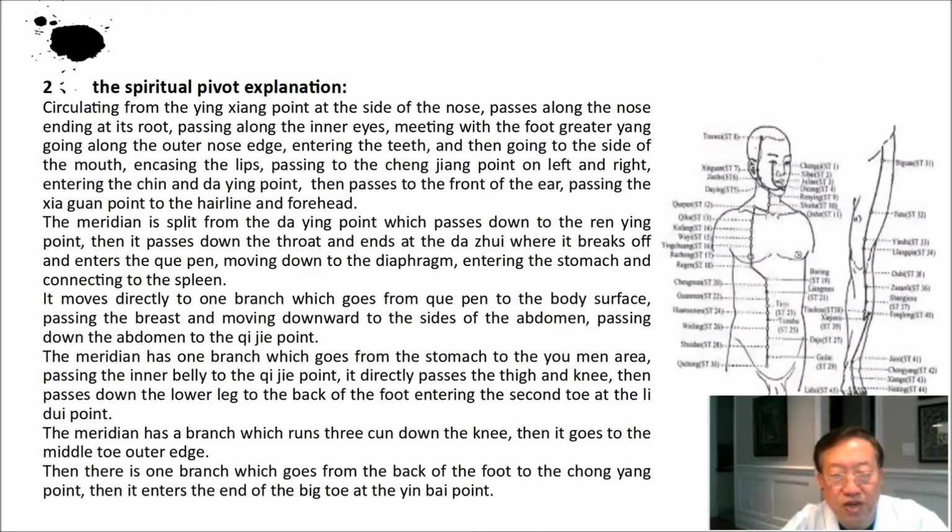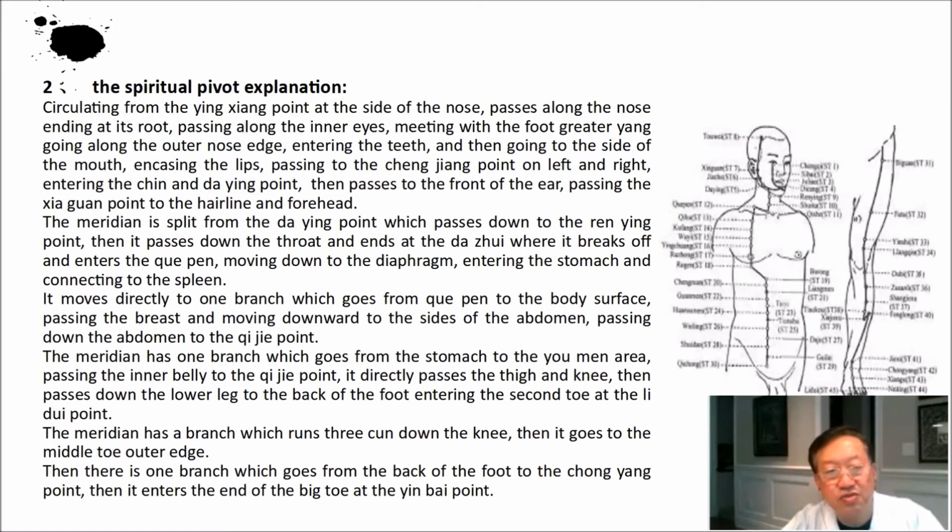Spiritual Pivot explanation. Circulating from the Yingxiang point at the side of the nose, it passes along the nose, ending at its root, passing along the inner eyes, meeting with the foot greater yang, going along the outer nose edge, entering the teeth, and then going to the side of the mouth, encasing the lips, passing to the Chengjiang point on the left and right, entering the Da Ying point, then passes to the front of the ear, passing the Xiaguan point to the hairline and forehead.